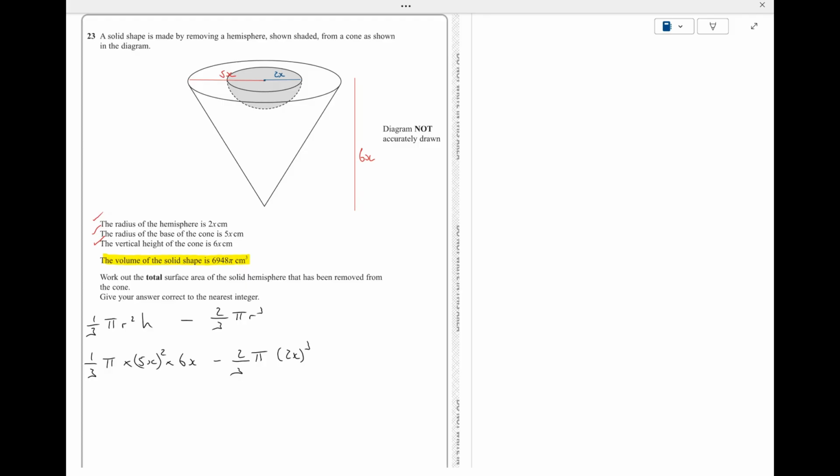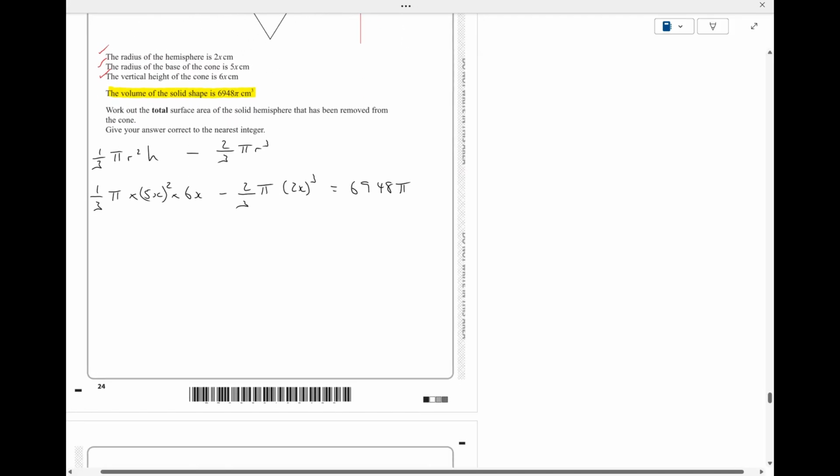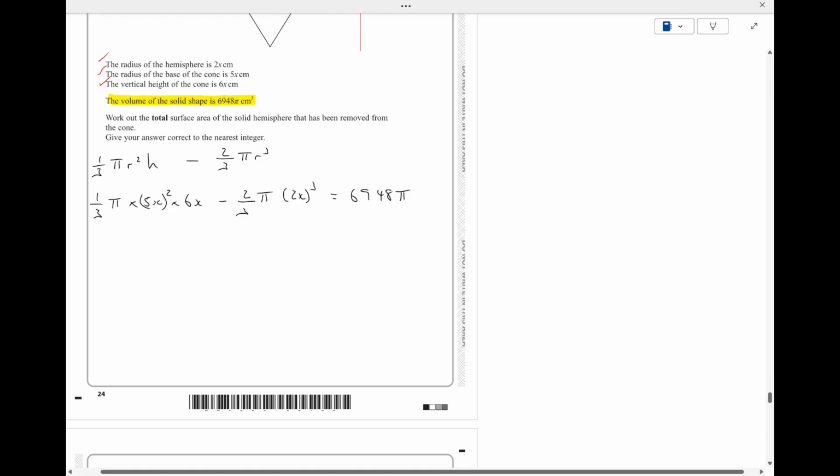So there is the volume of the cone, subtract the volume of the hemisphere. And I know that that equals 6948 pi. And now I can solve this equation to find x. It looks like a bit of a monster equation, but I think it'll probably be alright.